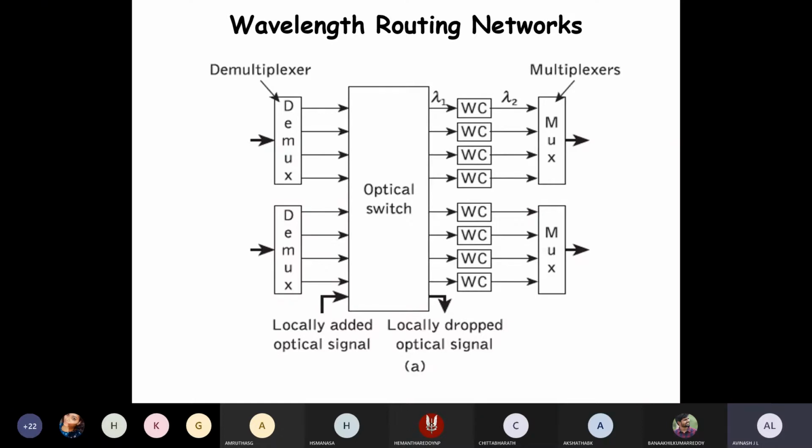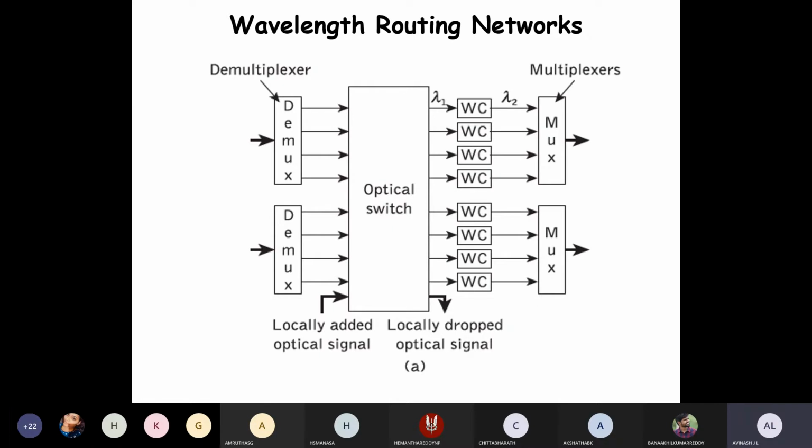From the demultiplexer many signals are coming. Once they come, you can see the wavelength converters available, with lambda 1, lambda 2 and so on. WC stands for wavelength converter. Once the signals are fed to the wavelength converters, they are converted according to the required wavelength, and then go to the multiplexers, that is mux. That is how it works.